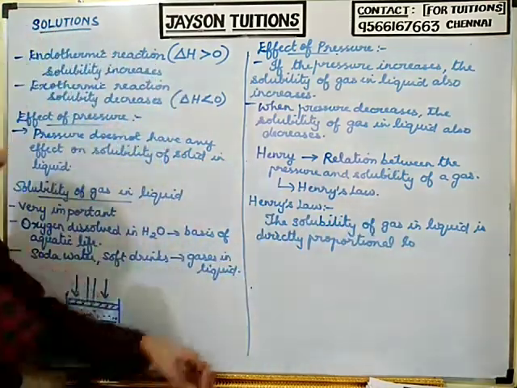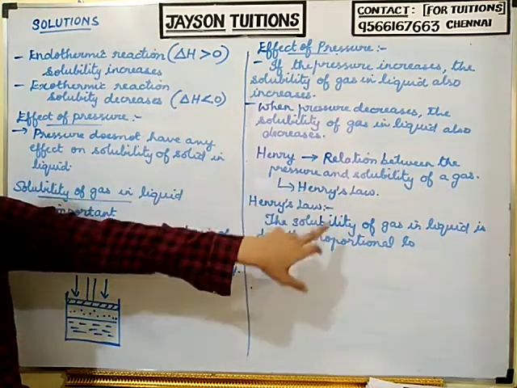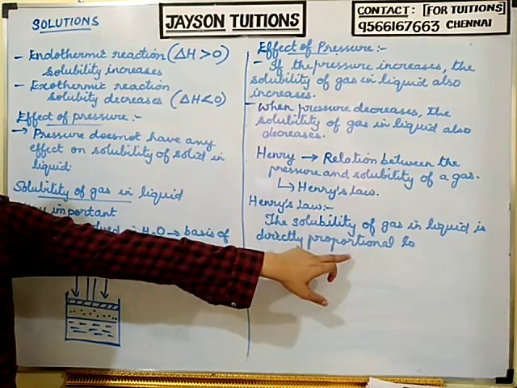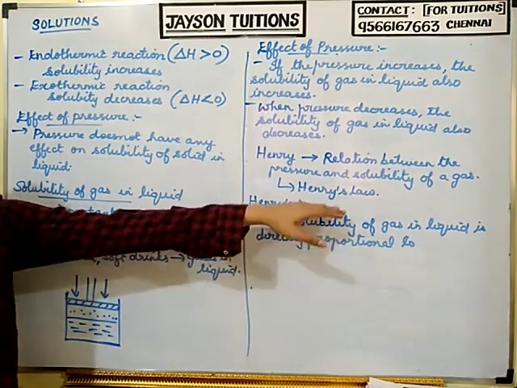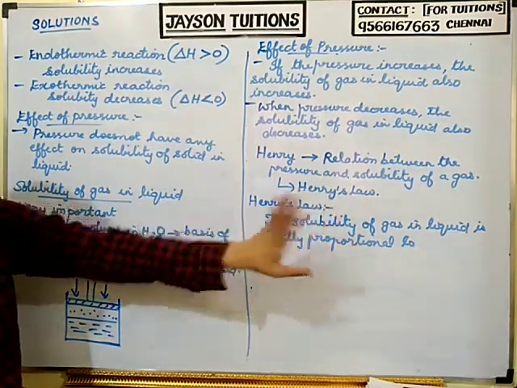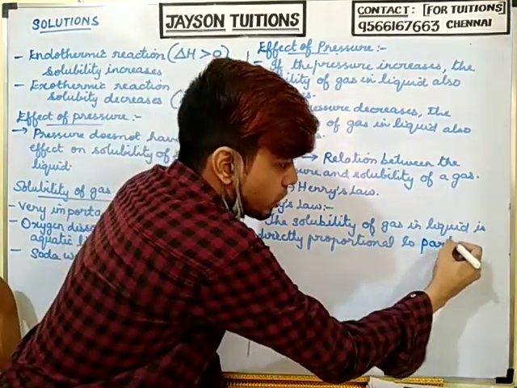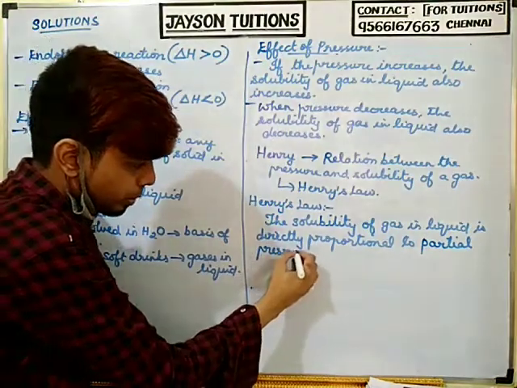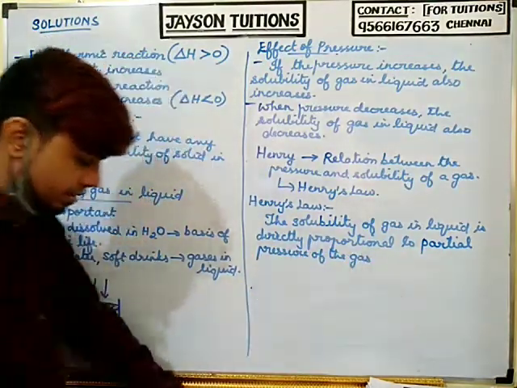So what he did, he gave the relationship between solubility and pressure. Solubility will be directly proportional to the partial pressure. If I increase the pressure, solubility will increase. If I decrease the pressure, solubility will decrease. So they are directly proportional. It will be directly proportional to the partial pressure of the gas.